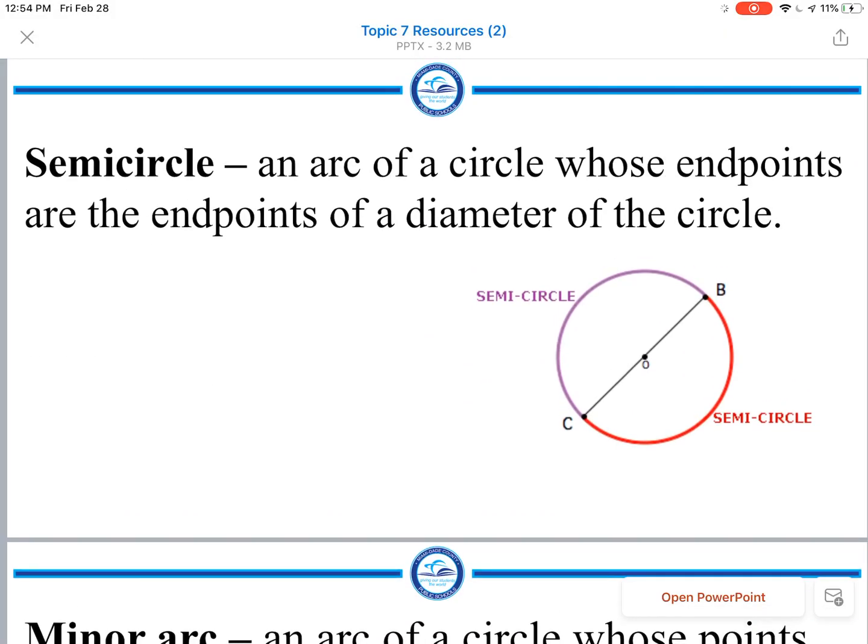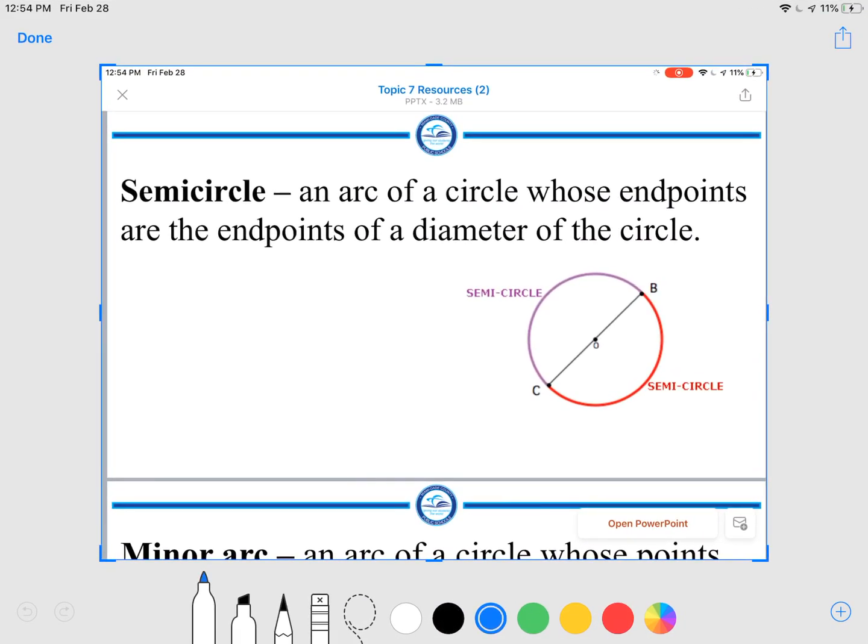Okay, a semicircle. It says it's an arc, but it's just that the endpoints are the endpoints of a diameter of a circle. So you can see here, it's basically an arc. It's just that it's long enough. It's just the right length so that its endpoints are the same endpoints as some diameter. Okay, so that's called a semicircle. There's actually two semicircles drawn here. There's one up here, and there's another one here.